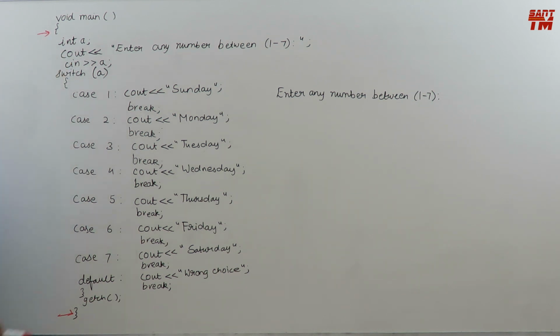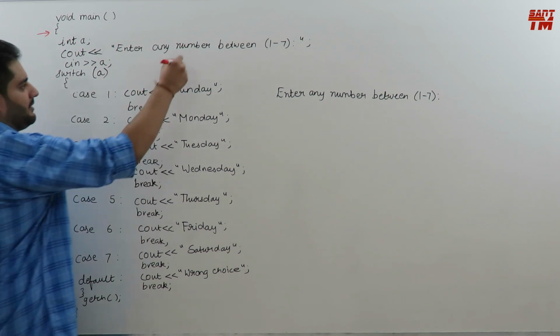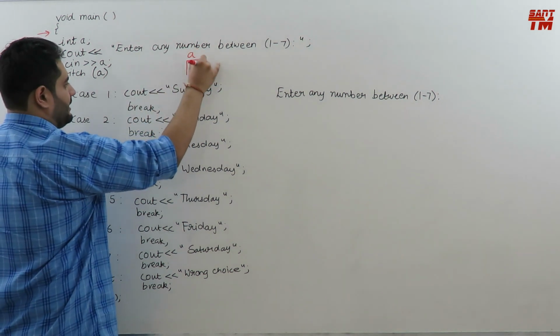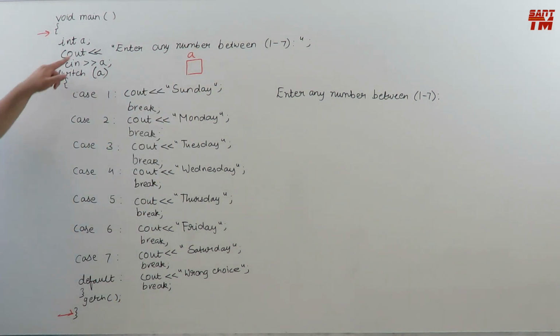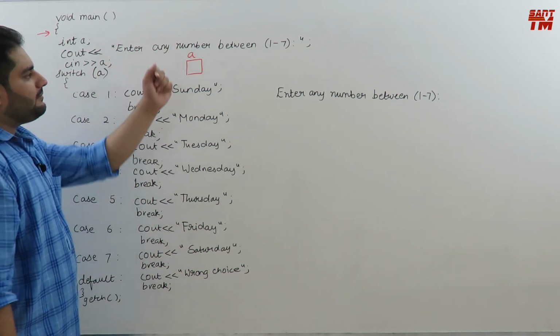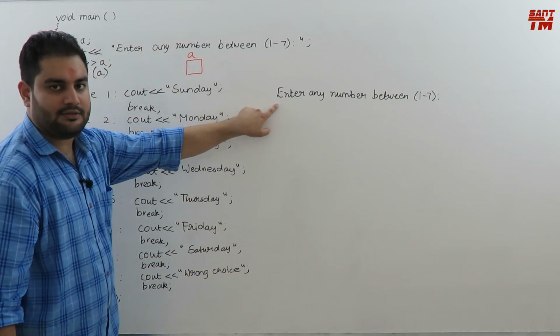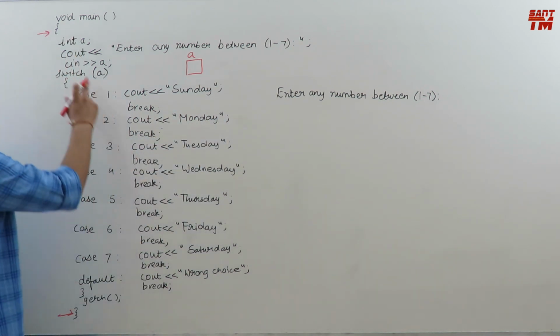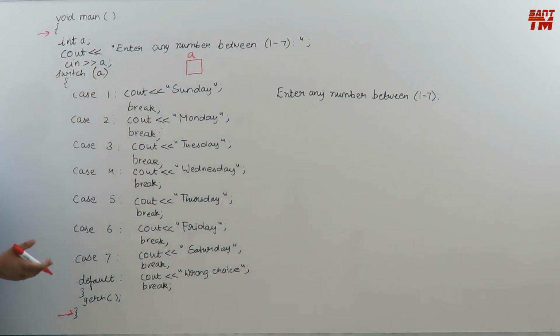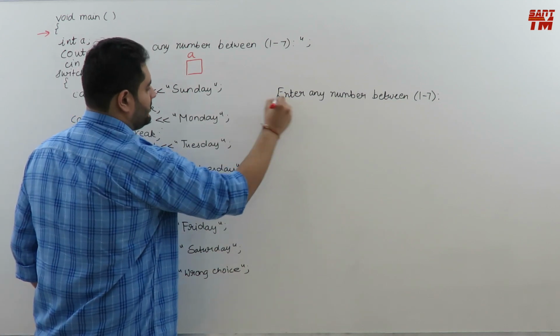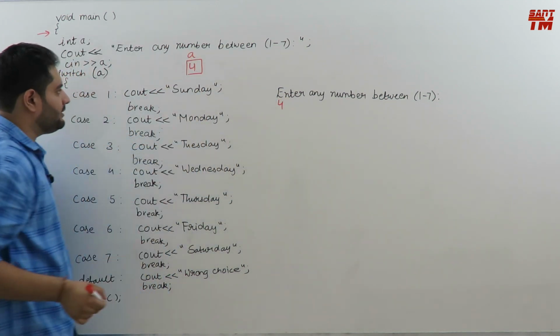In between, I have the first statement as int a, so a memory for integer a will be allocated like this. Then cout, enter any number between 1 to 7. This statement being in double quotes will be printed directly on your console screen. Then cin a, whenever this statement gets executed, it will wait for us to enter some valid integer value for a. Suppose I enter the value as 4, then a will have the value 4.